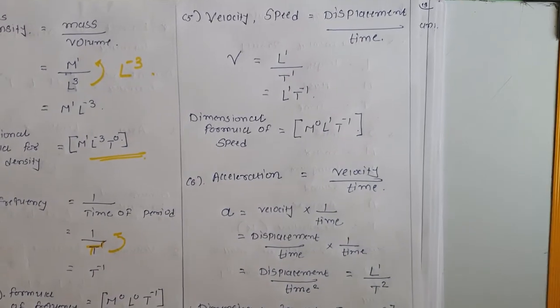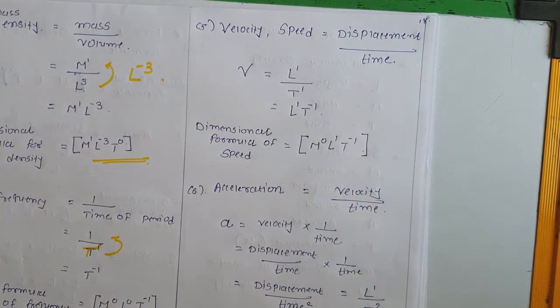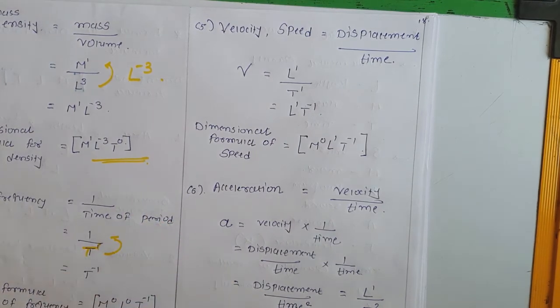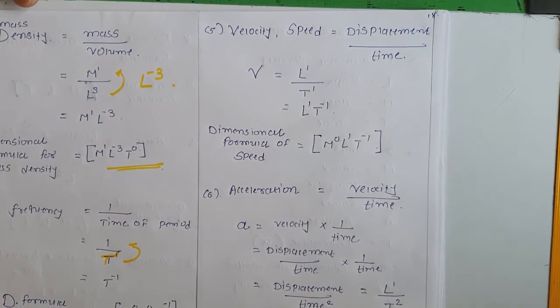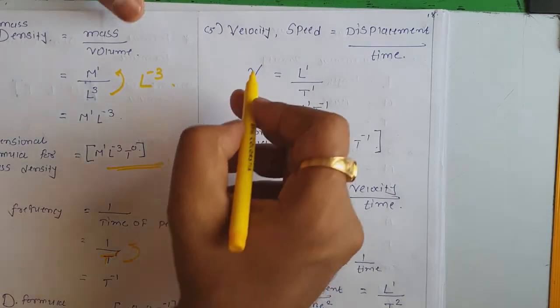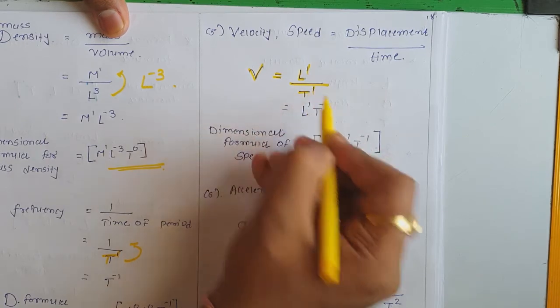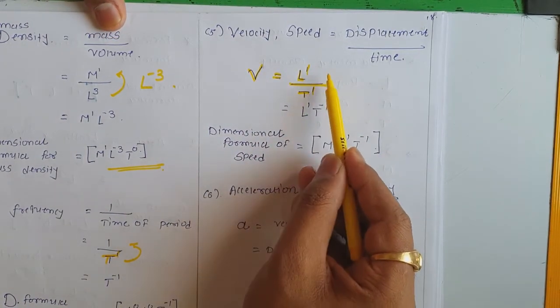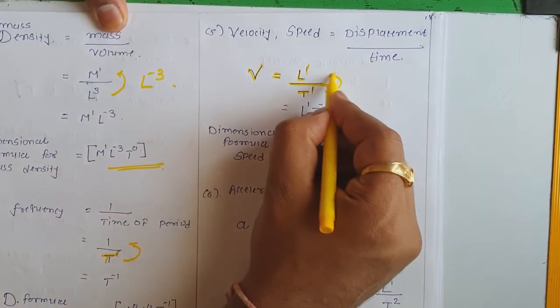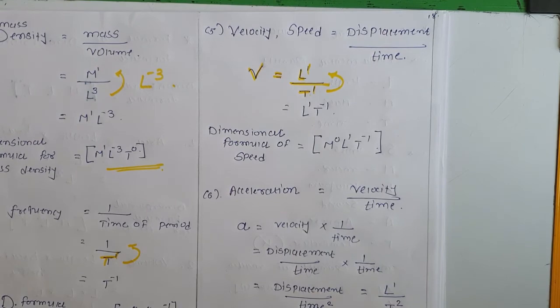Okay, now next is velocity, or speed. Now what is speed? The speed or velocity is known as displacement upon time. What is displacement? Displacement is also known as distance. So V equals displacement upon time. Now displacement is indicated as L1. If this time goes from the denominator to the numerator, it is T raised to the power minus 1.